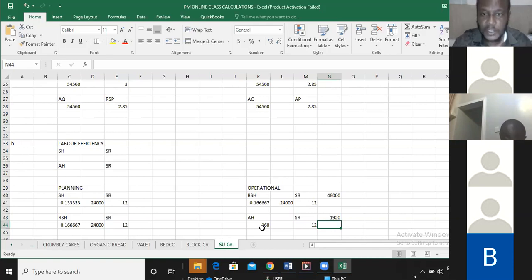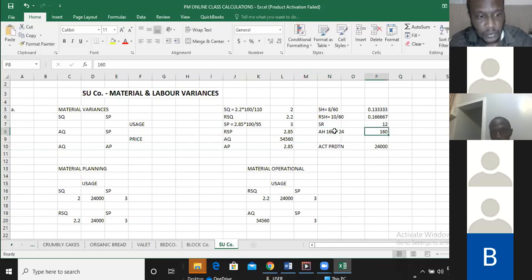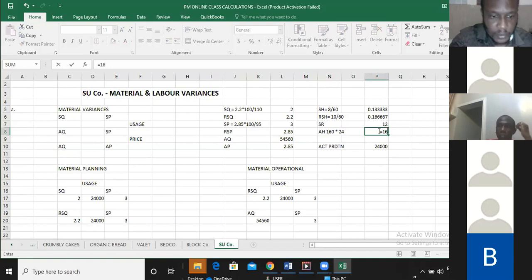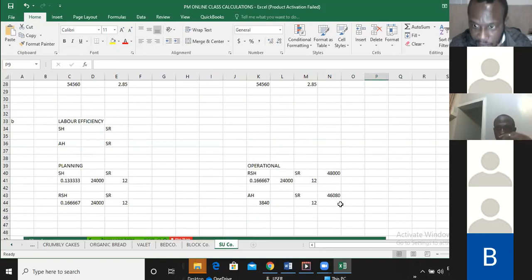All right, so let's get that. So actual hours is equal to 160 multiplied by the 24 staff. All right. So that's equal to, at a particular point you will learn how to cheat. So 3840. Okay. All right. So it has changed. Good for copying things. All right. So we have our answer here.